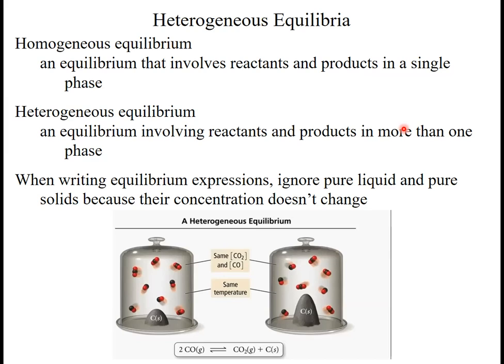The next section of equilibrium has to do with heterogeneous equilibria. If you go back to the previous problems that we have worked so far, you will notice that all of the reactants and all the products are gases, which means that they are a homogeneous equilibrium and all the reactants and products are in the same phase. A heterogeneous equilibrium has reactants and products in more than one phase.